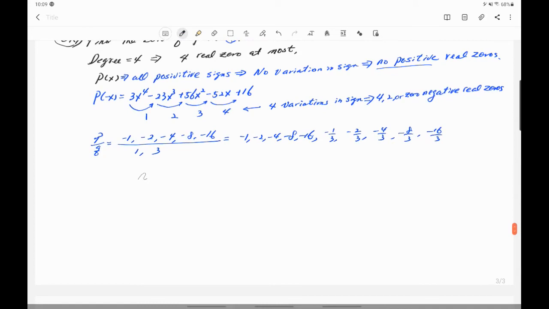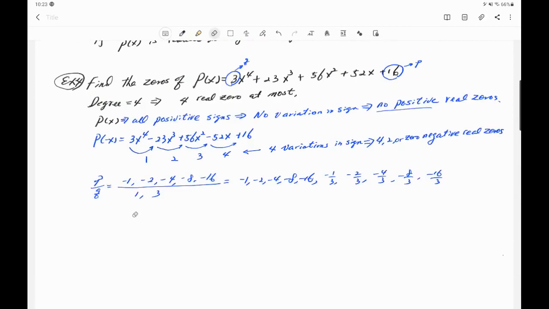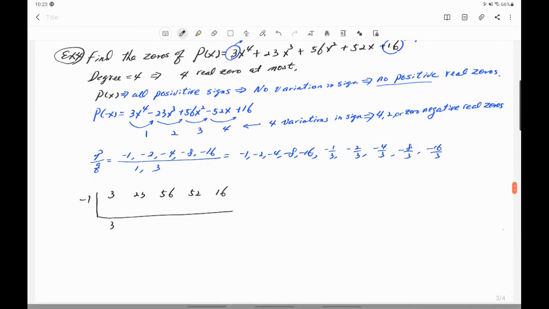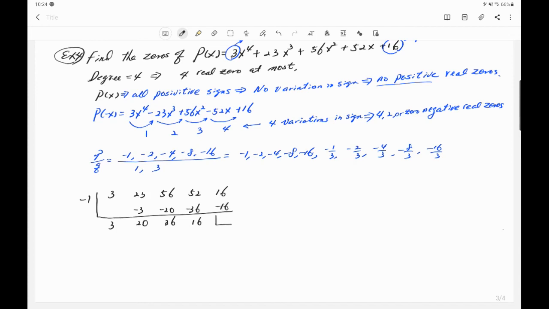Write down the coefficients: 3, 23, 56, 52, 16, and divide this by negative 1. Then 3 comes down, multiply these two numbers to get negative 3, add, multiply, add, multiply, add, multiply, and 0. Look at this. Since we have a 0 as a remainder, negative 1 is a solution.